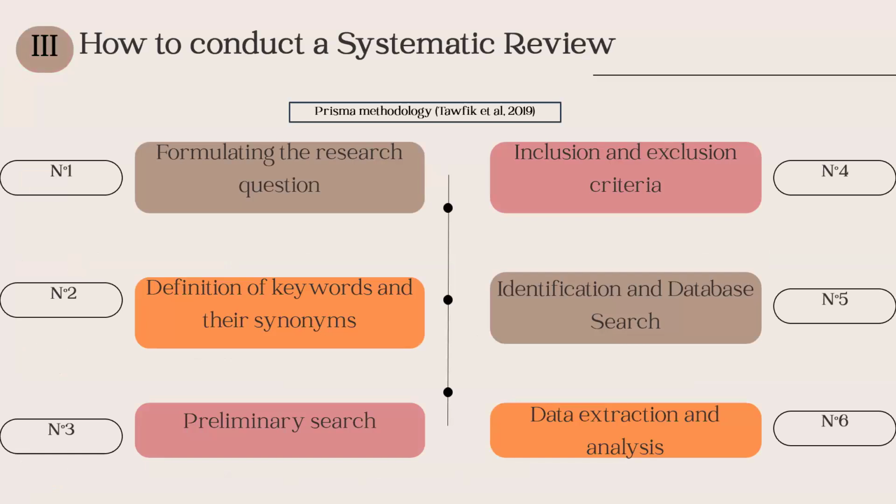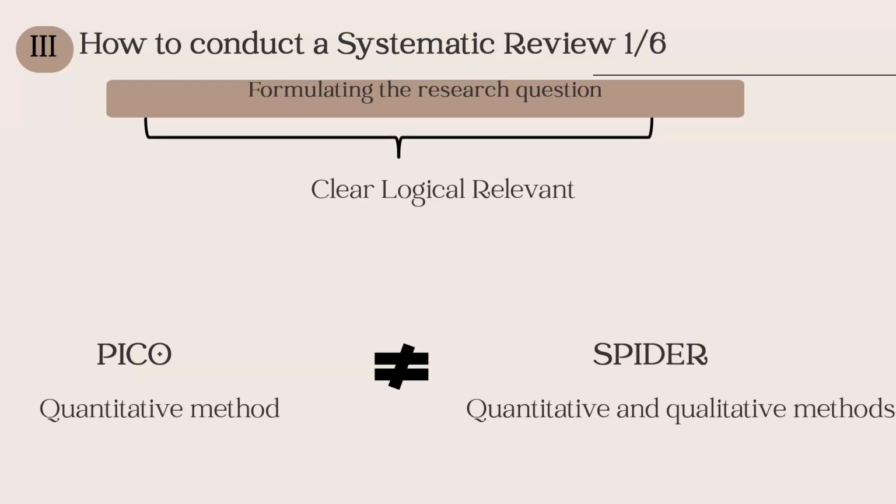So, how to conduct a systematic review? Carrying out a systematic review is a complex task requiring a rigorous scientific approach consisting of several well-defined stages, which can be grouped into the following 6 points. The first step here is the systematic review research question, which must be well-defined, clear, interesting, new, logical, and relevant.